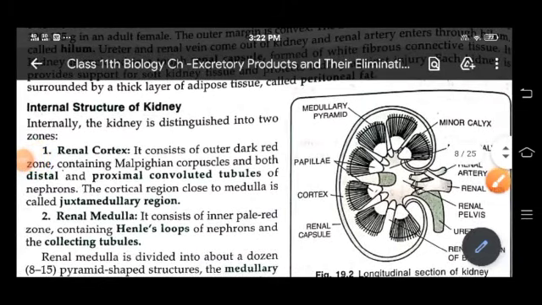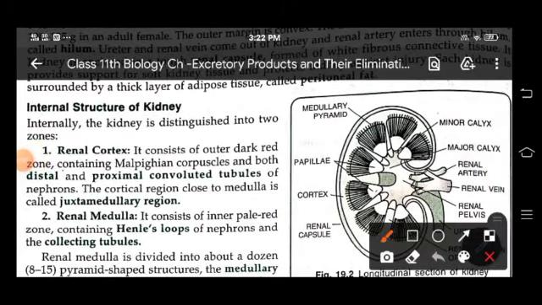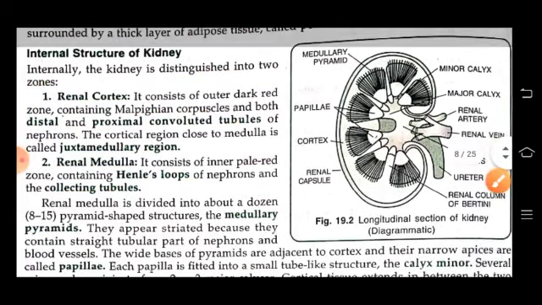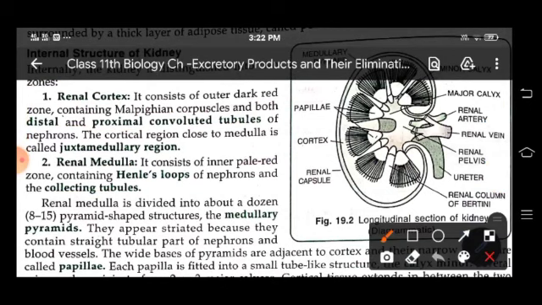Now come to the internal structure of the kidney. Internally, the kidney is divided into two major zones, the renal cortex and the renal medulla. The renal cortex is dark red in color and contains the Malpighian capsule and the distal and proximal convoluted tubules. The cortical region which is close to the medulla is called the juxtamedullary region. The renal medulla consists of Henle's loop and collecting tubules, and it is pale red in color. This renal medulla is divided into dozens of pyramid-shaped structures known as medullary pyramids.